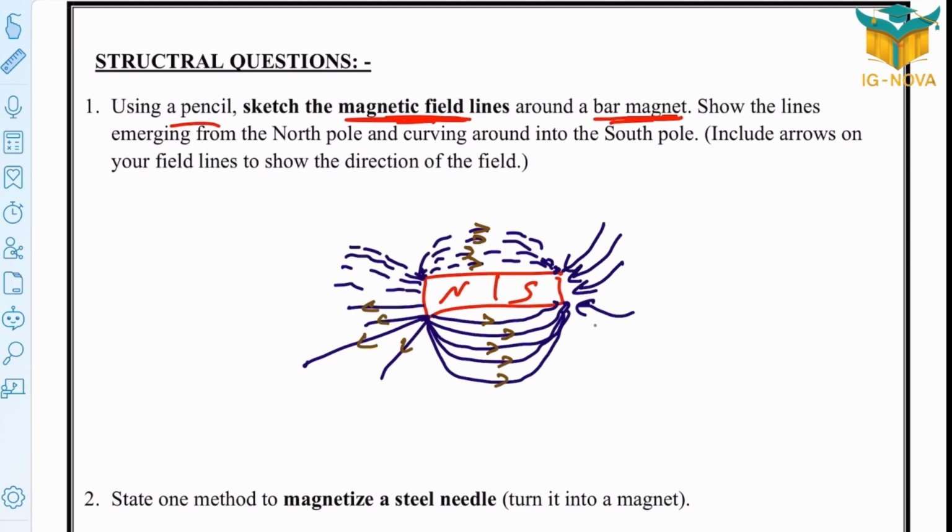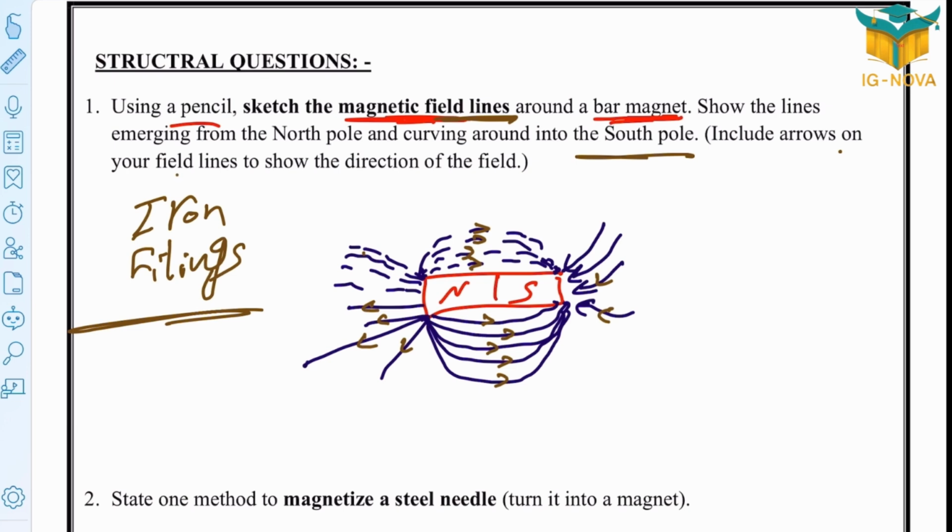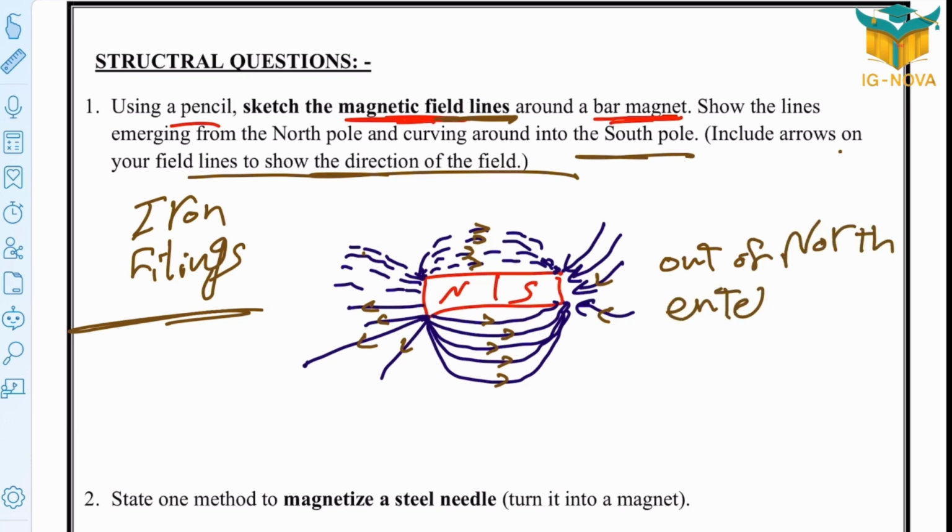If he asks you about the magnetic field lines, you can draw them as lines. If he asks you for iron filings, you must draw them as they are, discrete here. Show the lines emerging from the north pole, curving around into the south pole, including arrows. Show the direction of the field, out of north, enter south. Easy.